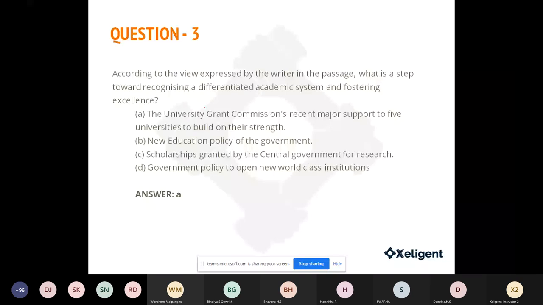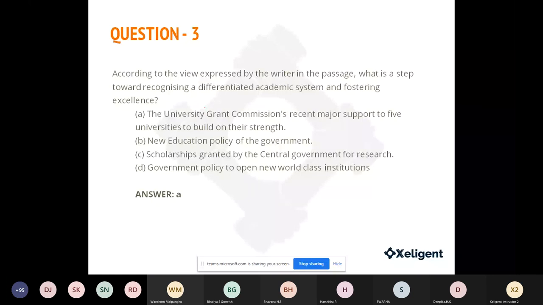Why option A? Because from the passage, we need to understand the passage mainly speaks about a poor higher education system in India. And UGC is the acronym for University Grant Commission. So this UGC of India is actually set up by the Government of India, and it is under the control of the Ministry of Education. UGC has the right to allocate funds to different universities to strengthen them, and they also take charge of maintenance of the standards of these universities.